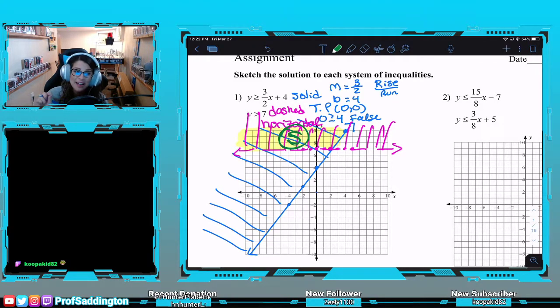But it can't be on the dashed line. So if you're saying that (0, 7) is a solution, that is not true, because on a dashed line, of course, those points are not solutions.